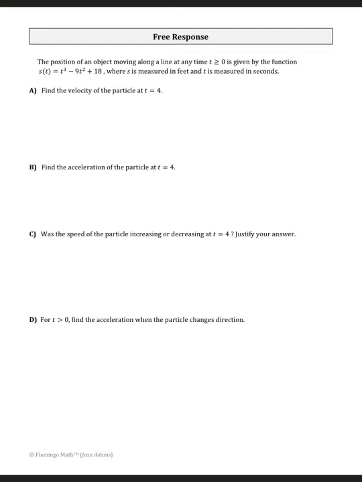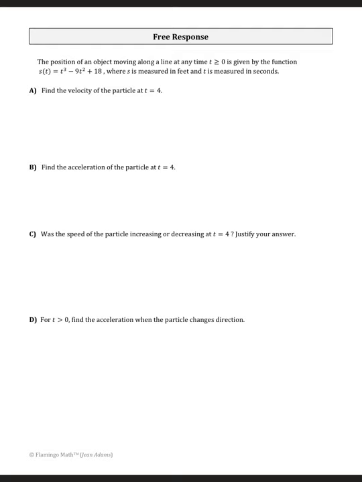So now let's look at the free response. The position of an object moving along the line at any time t greater than or equal to 0 is given by the function s of t, where s is measured in feet and t is measured in seconds. Part A says find the velocity of the particle at t equals 4.